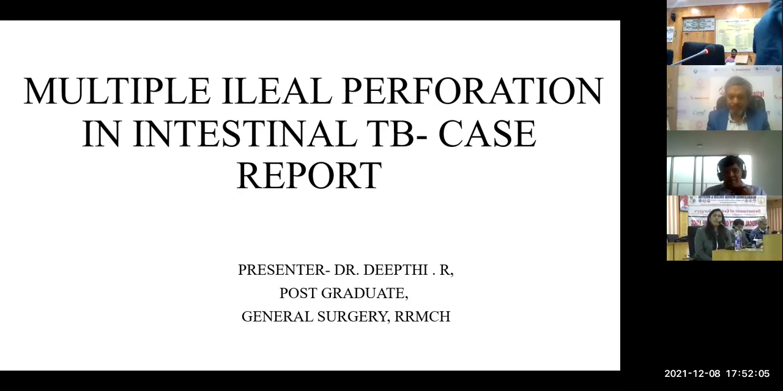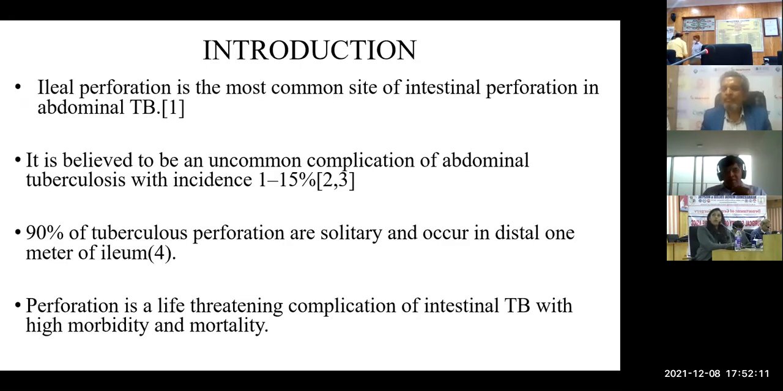Good evening, everyone. I'll be presenting a poster on multiple ileal perforation in intestinal TB, a case report. Coming to the introduction, ileal perforation is the most common site of intestinal perforation in abdominal TB. It is believed to be an uncommon complication of abdominal tuberculosis with an incidence of 1 to 15%. 90% of the tubercular perforations are solitary and occur in the distal 1 meter of the ileum. Perforation is a life-threatening complication of intestinal TB with high morbidity and mortality.